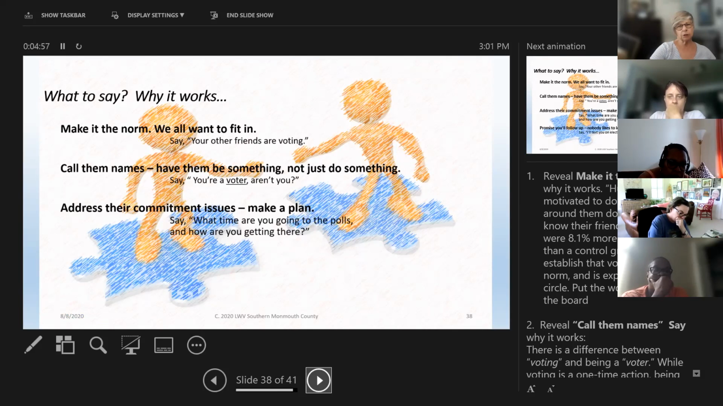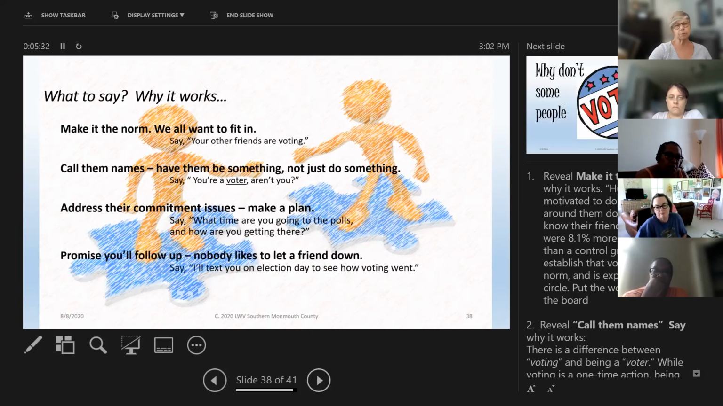The third thing we can do is work on commitment issues. I don't know about you, but my New Year's resolutions, like I'm going to exercise more, I'm going to go on a diet, work for a while, but if I don't have a really specific plan, those things kind of fall by the wayside. So it is important for kids to ask other kids, so how are you going to get to the polls? Do you need a ride? My mom's going to drive us. Or what time are you going to go? Do you want to go with me? I'm going to have to go after work, or something like that. So get them to actually make a plan in order to get to the polls.